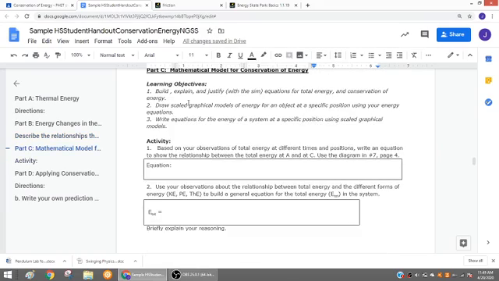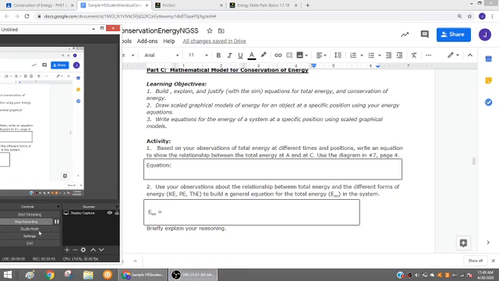Finally, you're going to go ahead and go on to part C, the mathematical model. At this point, though, I'm going to pause this and go ahead and allow you to get to work on it.